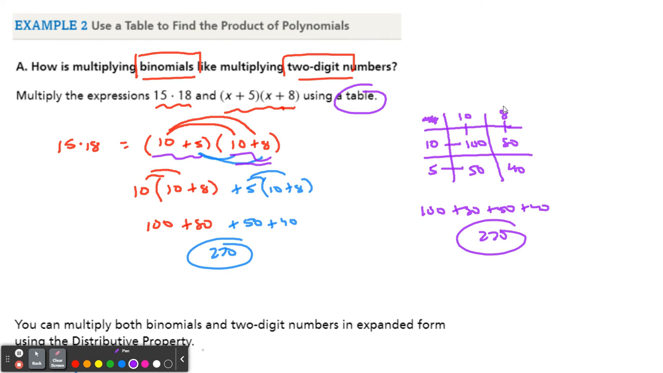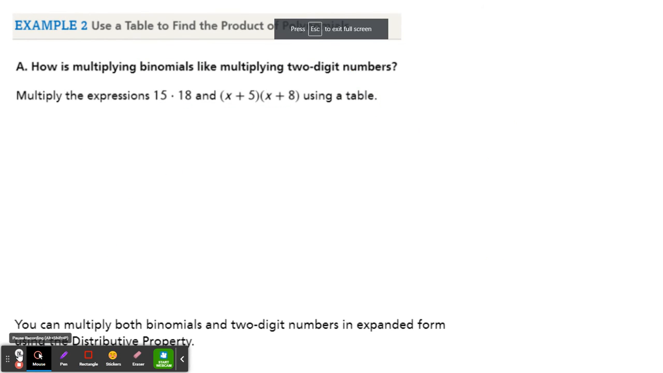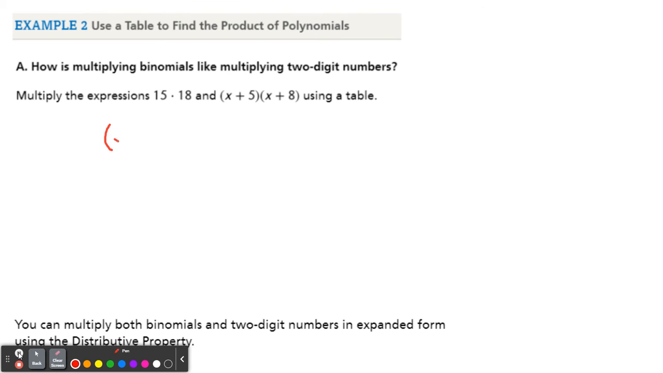So when we do the binomials, it's going to be the exact same thing. So now we're going to do the exact same thing with our 2 binomials. x plus 5 times x plus 8. Again, the first x gets multiplied to everything in the second parenthesis. This plus 5 gets multiplied to everything in the second parenthesis. So we just have x times x plus 8 plus 5 times x plus 8.